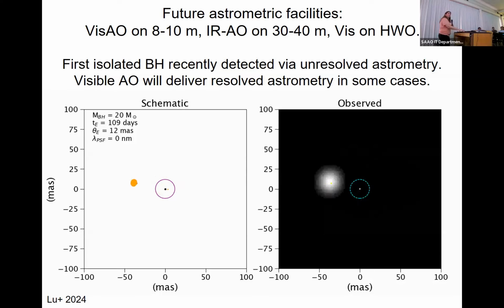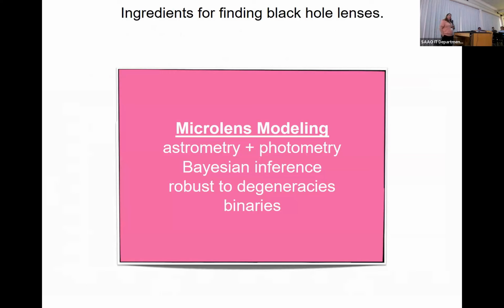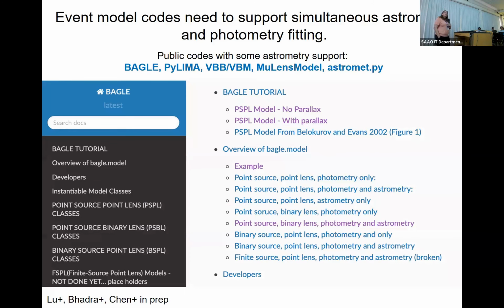Microlens modeling: we have to put all of this data together in a coherent way. I'm going to stress we need modeling capabilities that can do joint modeling of astrometry and photometry. Bayesian inference is ideal. We have to be robust to degeneracies, and of course, binaries are all over the place, so we have to be able to model those. There are a lot of codes that have some astrometry support, but I think BAGEL is the one where we can simultaneously fit astrometry and photometry right now. So if you're interested, you can take a look. We're about to have a series of papers submitted on BAGEL, but the code itself has been public for a while.